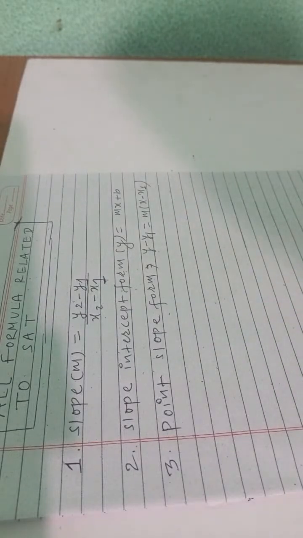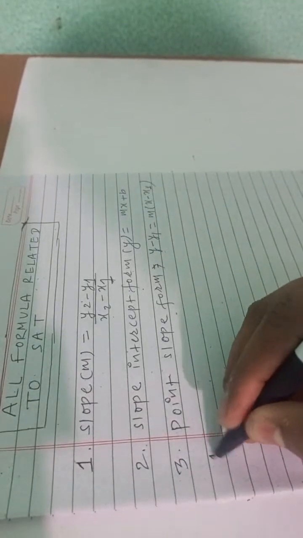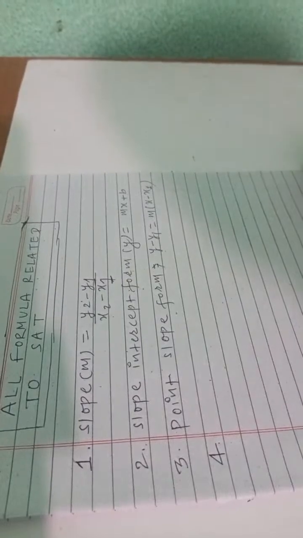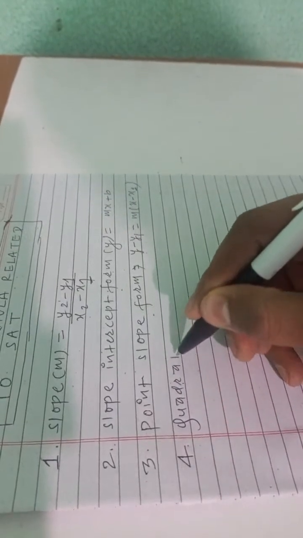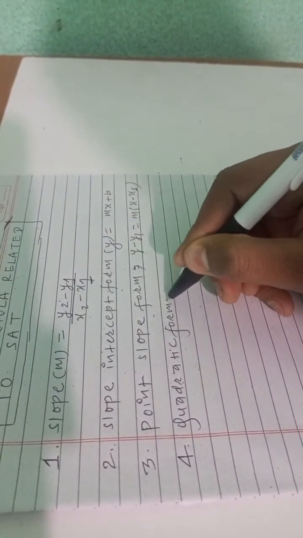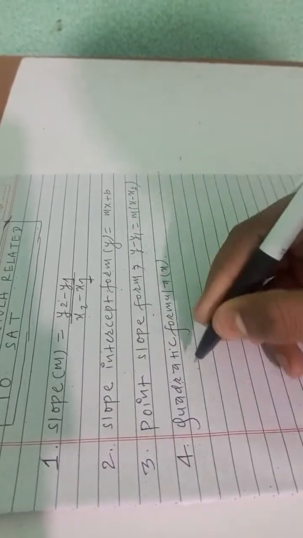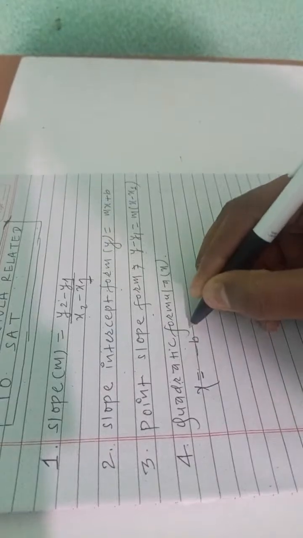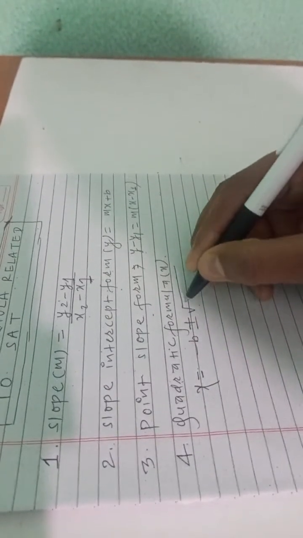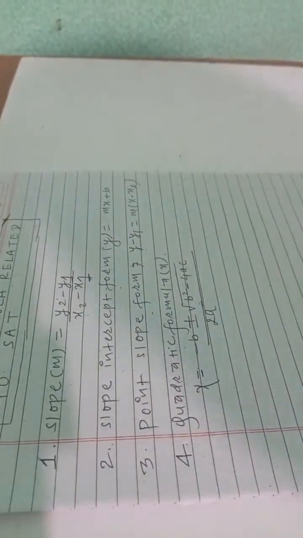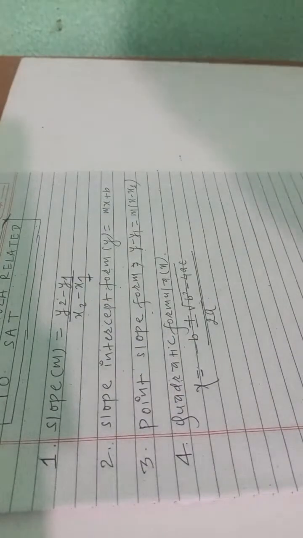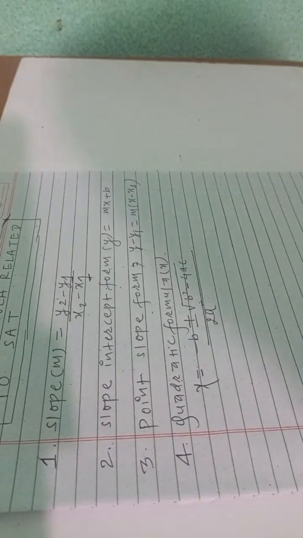Now we have the fourth formula, which is the most important formula, the quadratic formula. x is equal to minus b plus or minus the root of b square minus 4ac, divided by 2a, where a, b, c are constants.